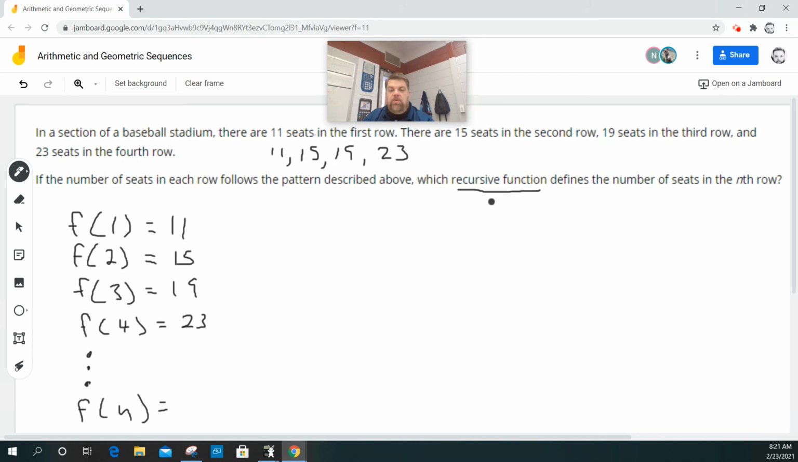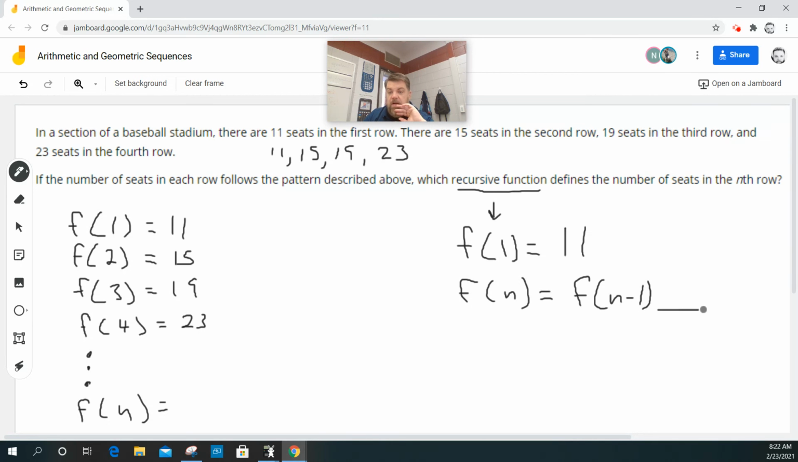So remember that for recursive, we start with the first term, right? And that's 11. Then for our formula, we're going to do something with the previous term, which will be represented by f of n minus 1. Okay? Now here, we're either going to multiply by a common ratio or we're going to add a common difference.